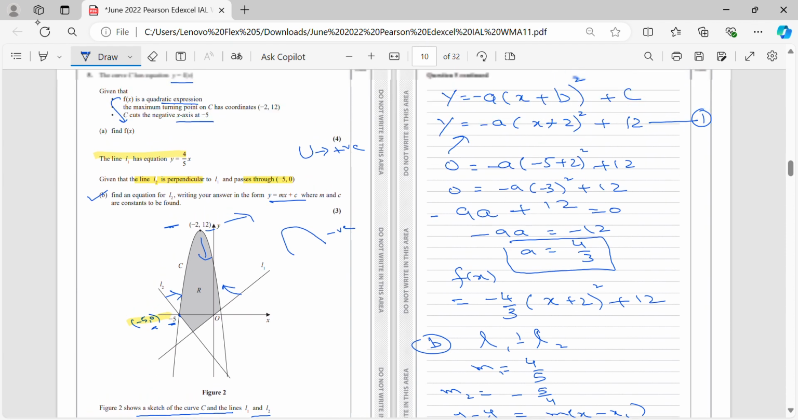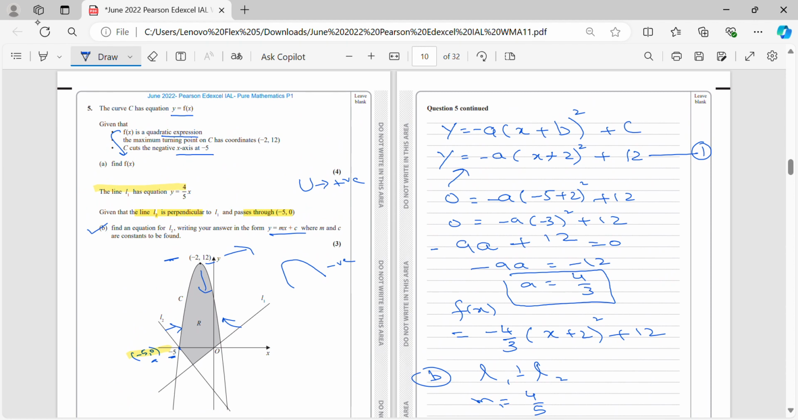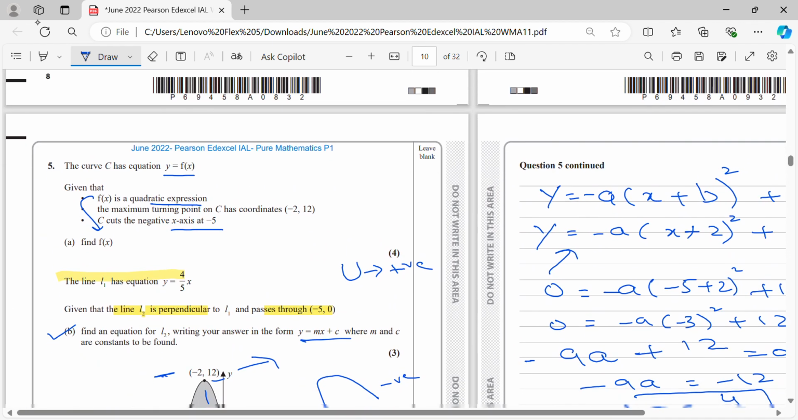This was question number 5 from paper June 2022, Pearson Edexcel Pure Mathematics P1. I hope you found this solution helpful and feel more confident tackling similar problems. You can find the videos for the remaining questions from this paper in the playlist.